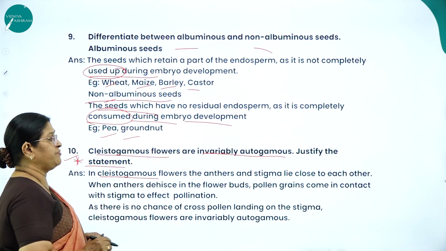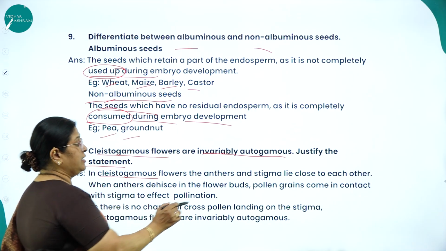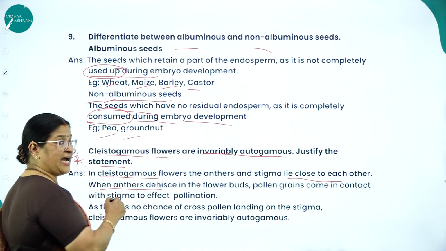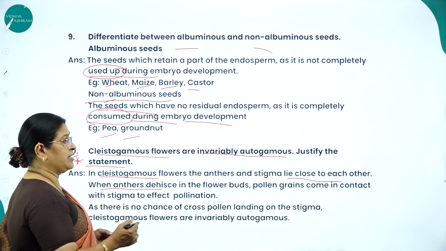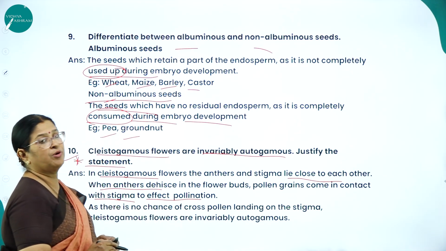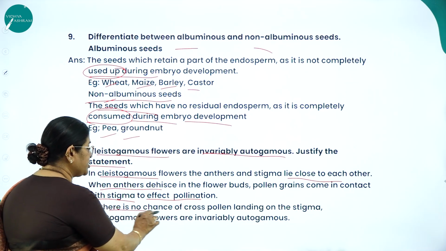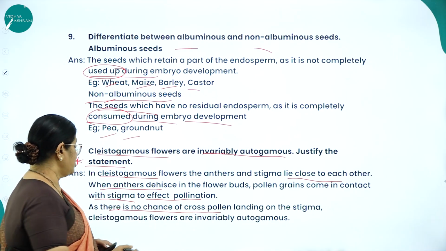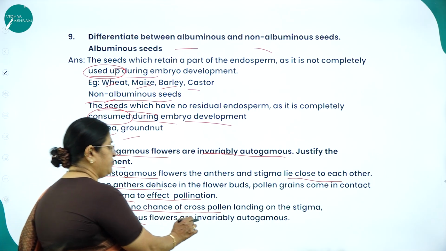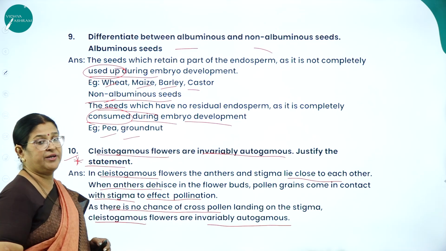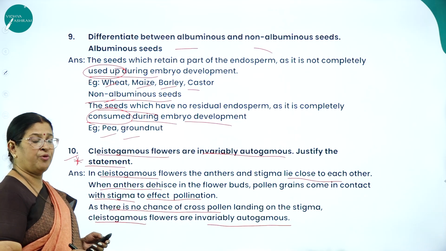In cleistogamous flowers, the anther and stigma lie close to each other. When anthers dehisce or open in the flower buds, pollen grains come in contact with stigma to effect pollination. As there is no chance of cross pollen landing on the stigma, obviously cleistogamous flowers are invariably autogamous. That is the reason this is a very important question from examination point of view.